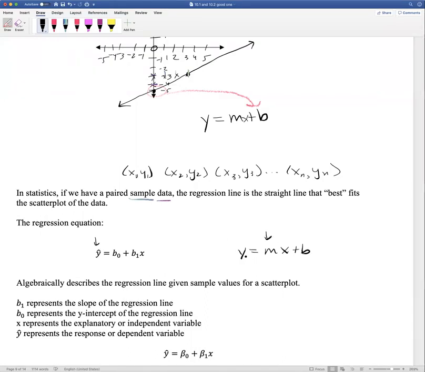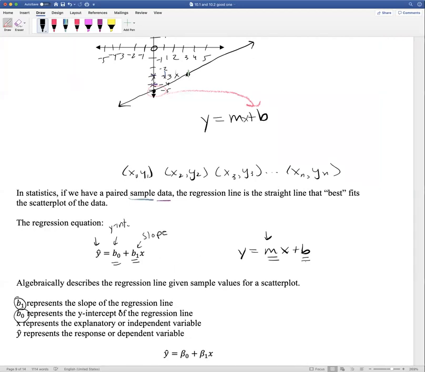So algebraically, the line y equals mx plus b has a slope of m. Now the slope is the number that's attached to x. Notice attached to x over here, we have a b1. So b1 represents the slope of the regression line. In algebraic form, we call the y-intercept b. Notice that that's the constant term, that's a free-floating constant term. In statistical form, that free-floating constant term over here is b naught. So this b naught represents the y-intercept, and this b1 represents the slope of the line.